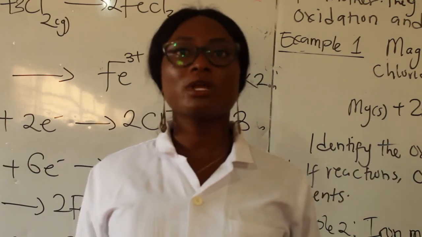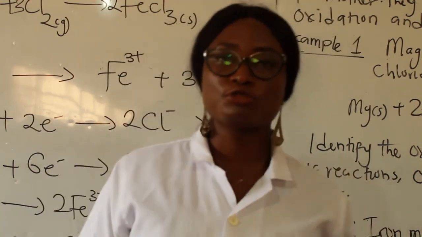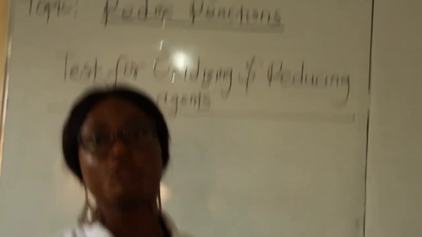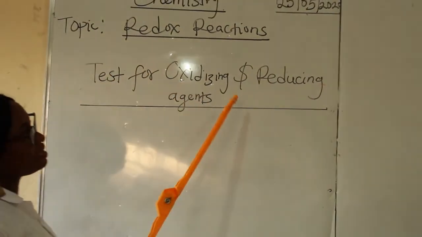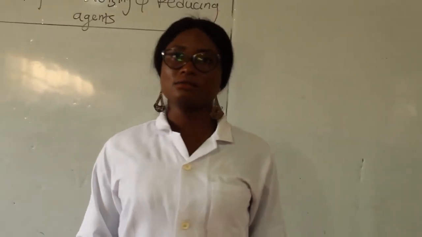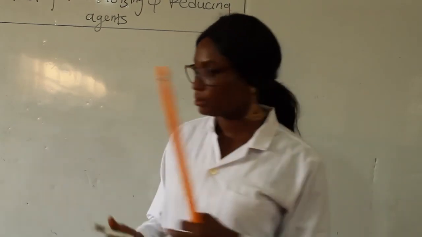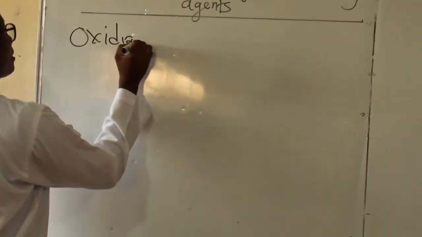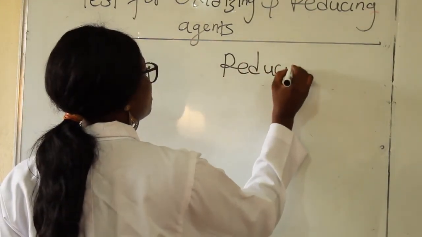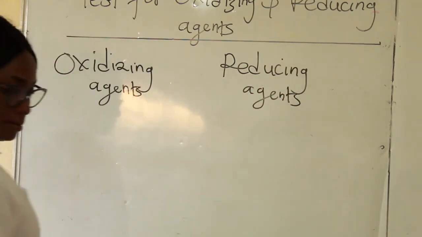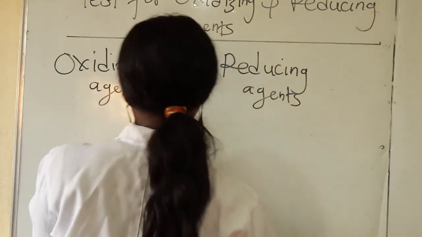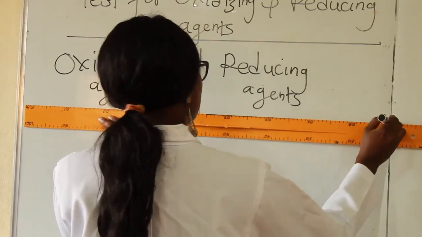So now let us quickly go into some chemical tests to show oxidizing agents and reducing agents. Perform some tests for oxidizing and reducing agents, okay? So I have here tests for oxidizing and reducing agents. Before I go into the test, I'm going to list out some reducing agents and oxidizing agents, okay? So here we have oxidizing agents, and then reducing agents, okay? So now we'll just give you 3 so that anywhere you see them you can identify them.